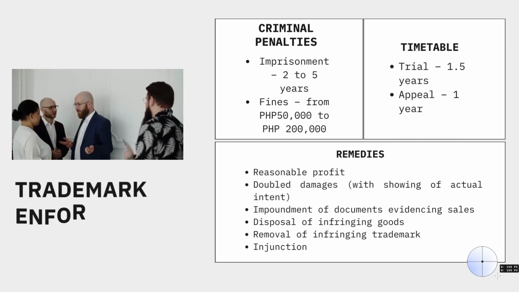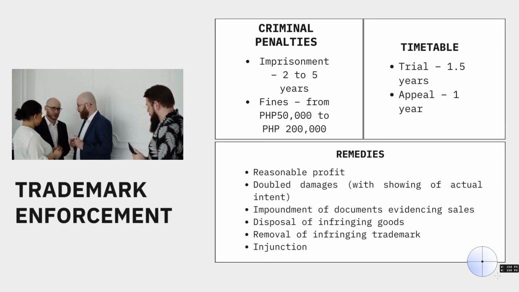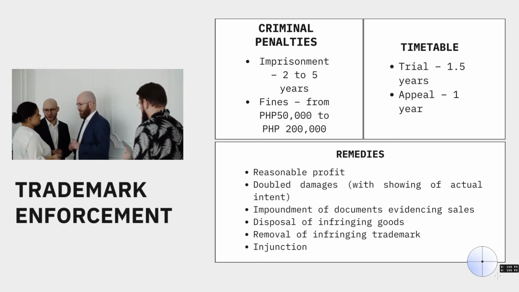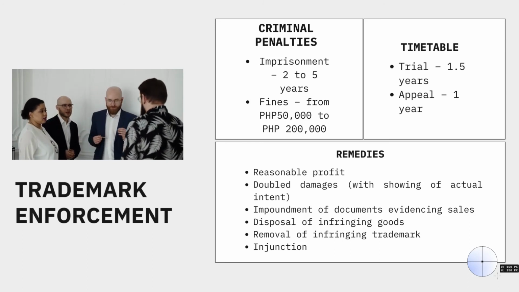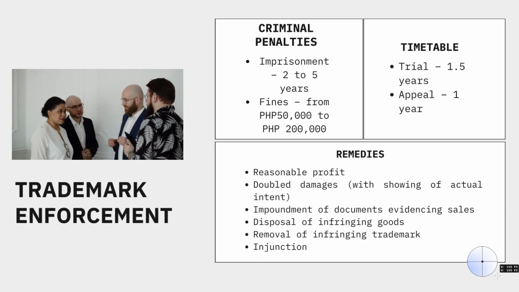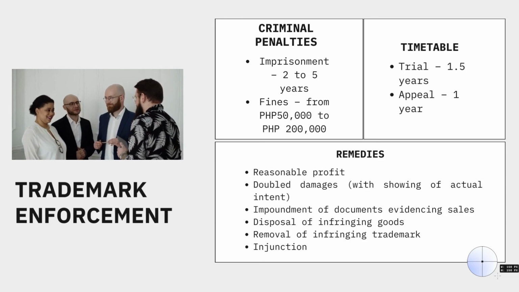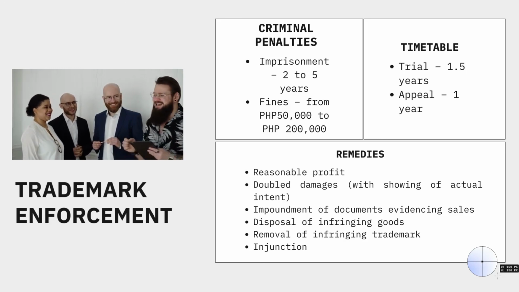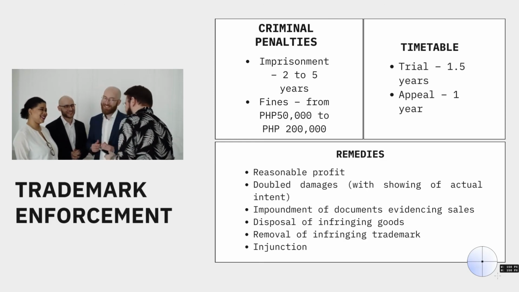Some of the trademark enforcement are as follows. Criminal penalties are imprisonment, 2 to 5 years, or fines, from 50,000 pesos to 200,000 pesos. With a timetable of trial for 1.5 years and appeal 1 year. Remedies are doubled damages, with showing of actual intent, impoundment of documents evidencing sales, disposal of infringing goods, removal of infringing trademark, and injunction.